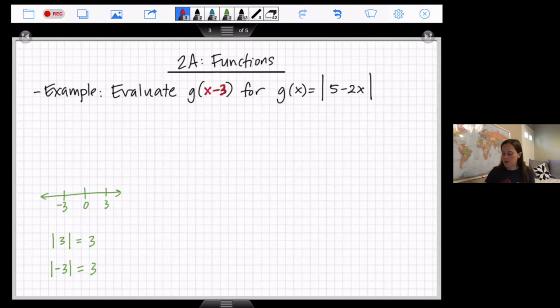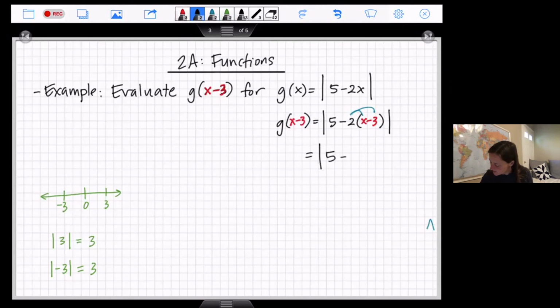Okay, so I'm going to copy down my formula, g of x. I'm going to take out all the x's and leave the little window in its place. And then inside the parentheses, I'm going to put my x minus 3. So I can simplify within those absolute value bars using all the arithmetic rules I have. So I can distribute this 2 through the parentheses, leaving the absolute value bars there. So I get minus 2x plus 6. And I can combine the 5 and the 6 to give me 11. So I'm going to say 11 minus 2x.